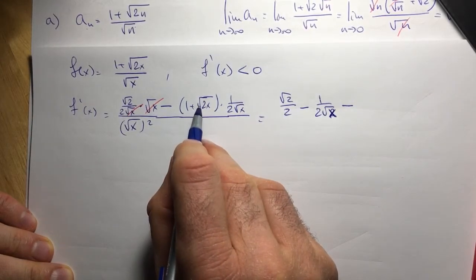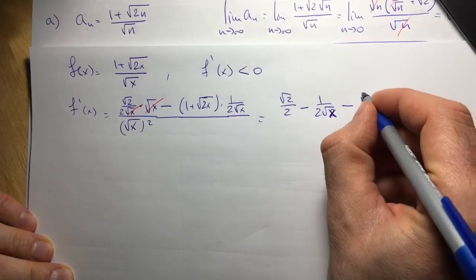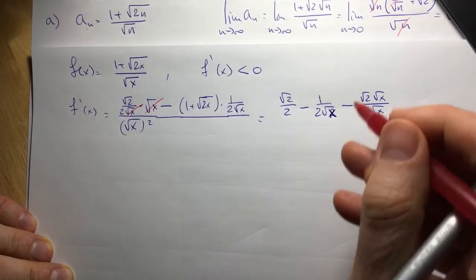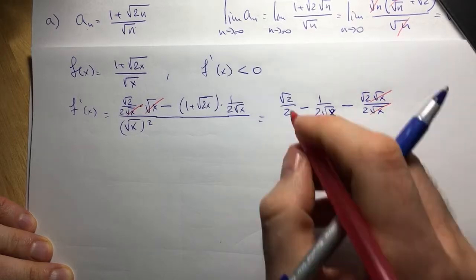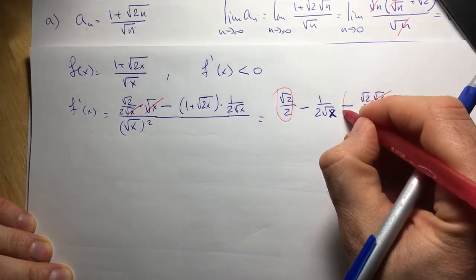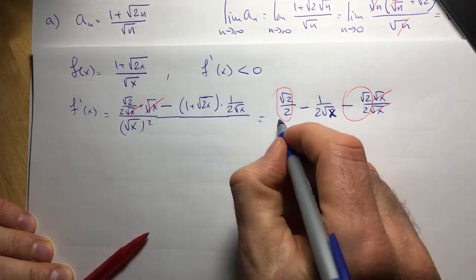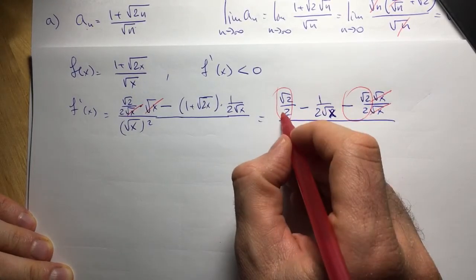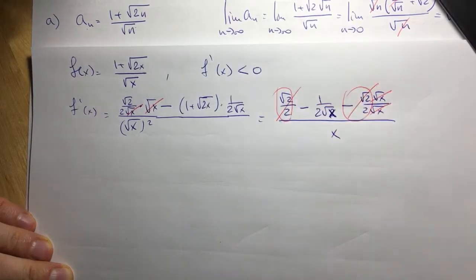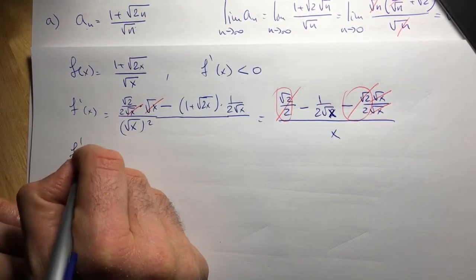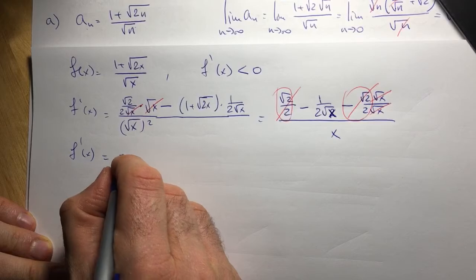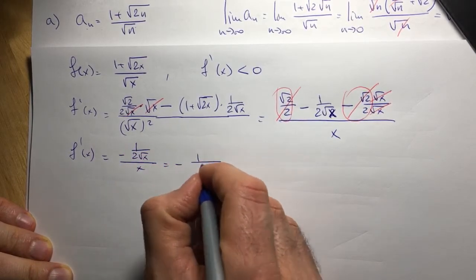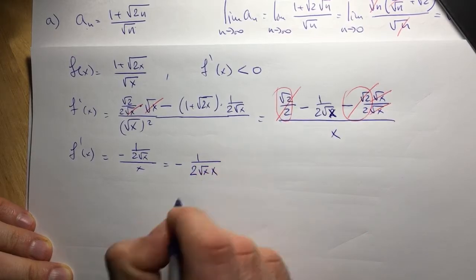minus square root of 2 times square root of x over 2 square root of x. So you cancel square root of x and square root of x, and look what we have. Square root of 2 over 2 minus square root of 2 over 2 over x. Well, square root of 2 over 2 minus square root of 2 over 2 is 0. And finally, we get that f prime of x is equal to negative 1 over 2 square root of x over x, or minus 1 over 2 square root of x times x.